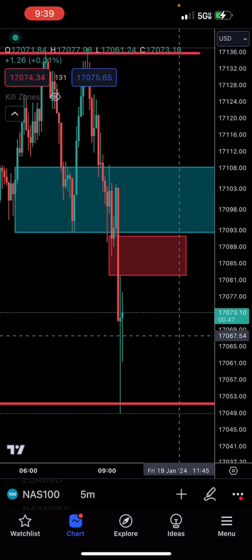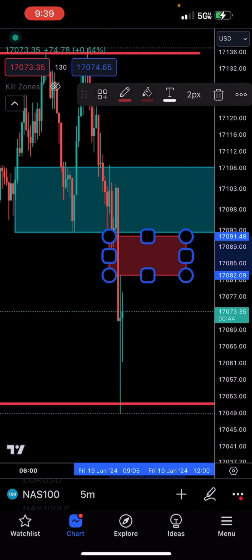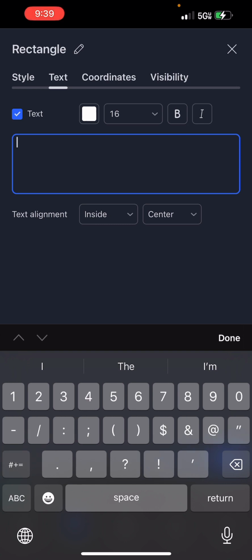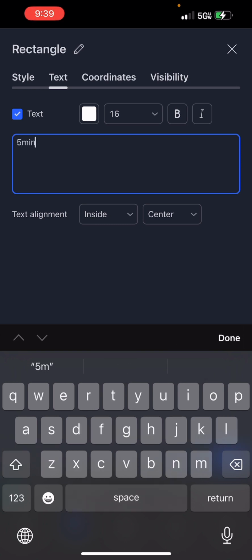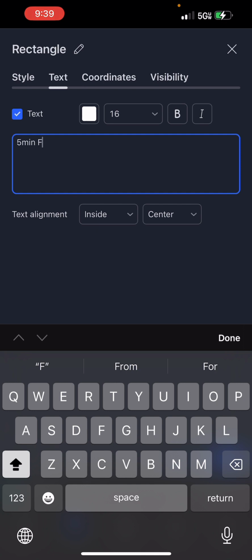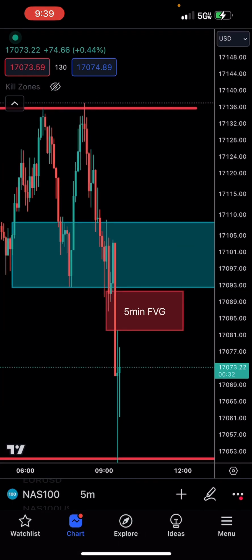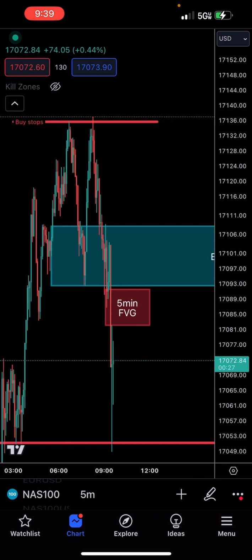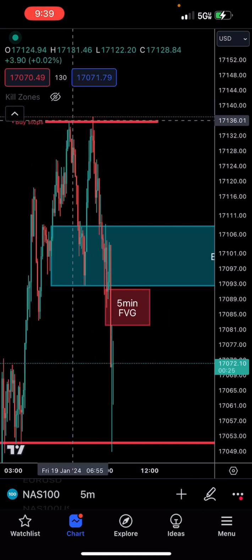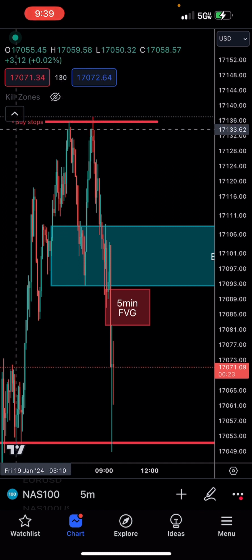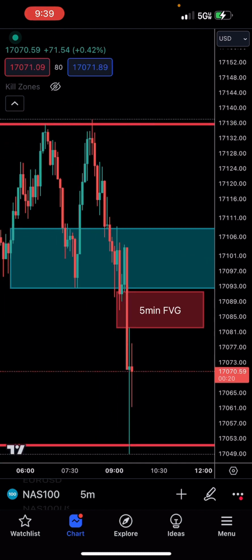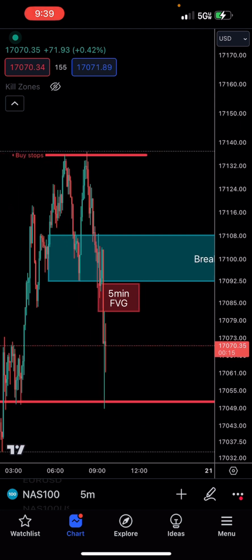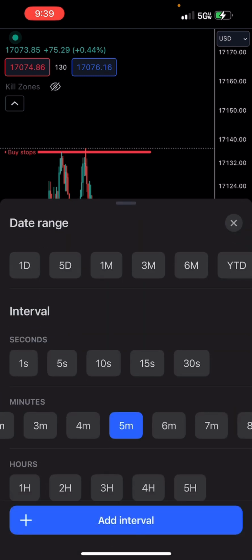So if I look up and price is respecting this 5-minute fair value gap, I may be able to get in that trade with a smaller stop loss. But I'd rather trust the breaker, because the breaker was created when we took the buy stops. So that's my thoughts on that right now. I'd rather trust the breaker. So we're going to see what happens on a 15-minute.